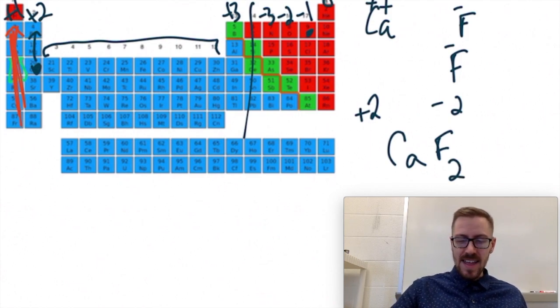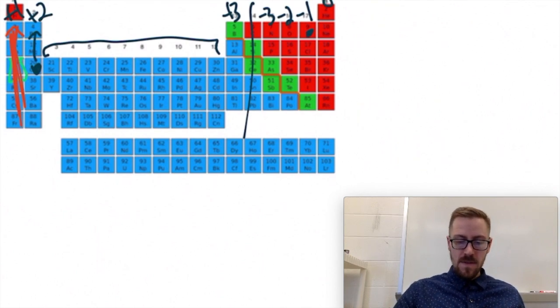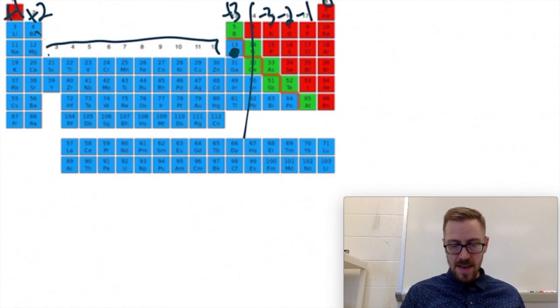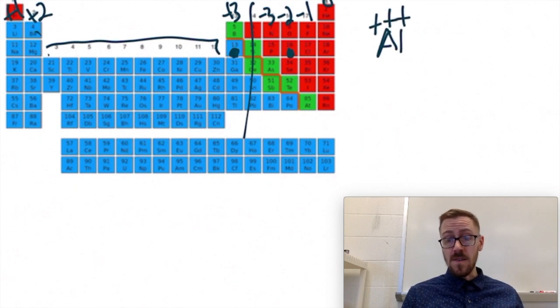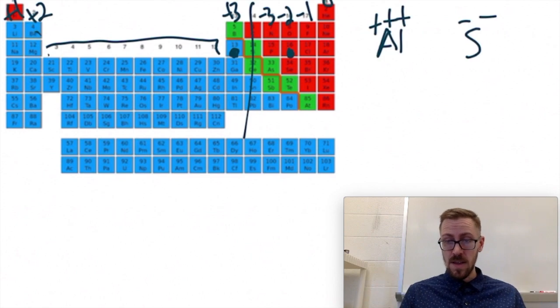The trickiest I can get would be to give you something like this. How about aluminum and sulfur? Aluminum is a +3 and sulfur is a -2. So I'm not balanced right away. I have 3 on the aluminum and I have 2 on the sulfur. So I have 3 positives and 2 negatives right now. Not going to work. So I need another sulfur.